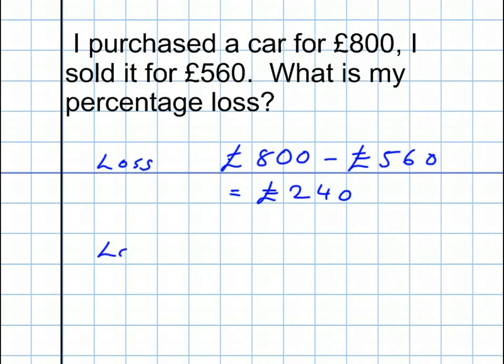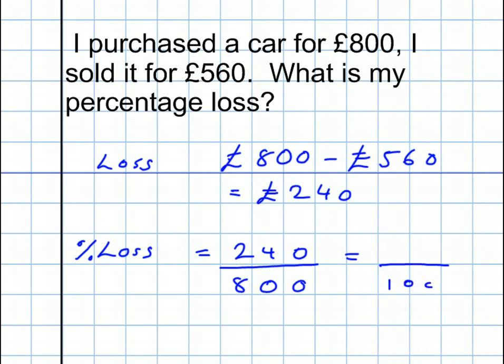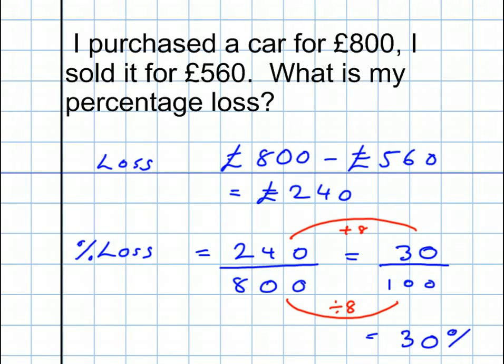What's my fractional loss? It's £240, and it's always over the original amount, which is 800. Now, what about my percentage loss? Well, I've got to convert that fraction to over 100. Now, how do I do that? Well, I divide that by 8. So if I do the same to the numerator, that's the top number, the fraction will be equivalent. So 240 over 800 is the same as 30 over 100, which is 30%.